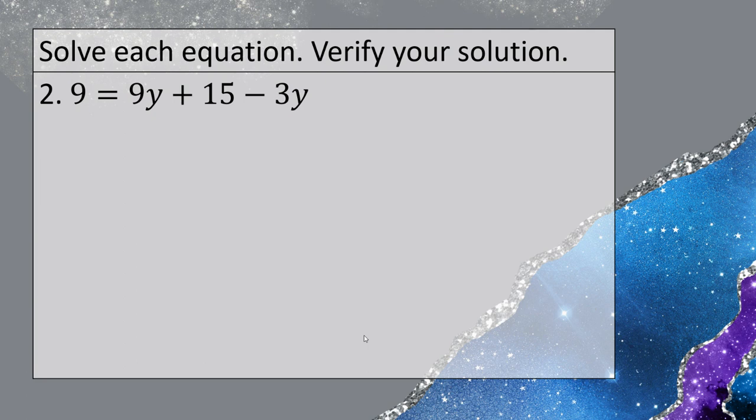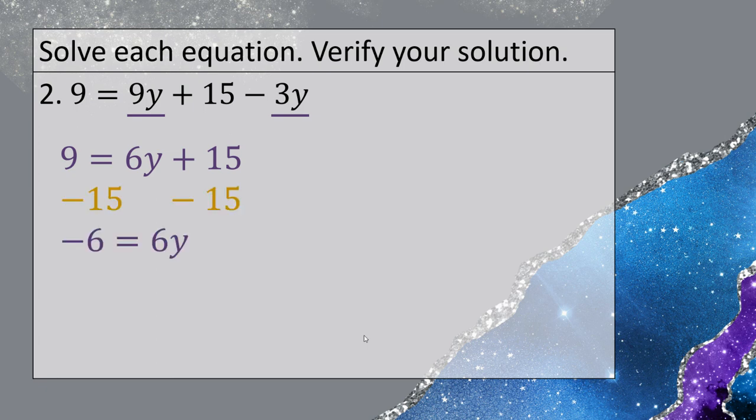In number 2, our like terms are 9y minus 3y. We will combine those to get 6y, and then we will try to isolate that y. So with the y, we've got that plus 15. To get rid of that, we would subtract 15 from both sides. That gives us negative 6 equals 6y. Now with y, we still have times 6, so the inverse operation would be to divide by 6. Dividing both sides by 6 gives us negative 1 equals y.